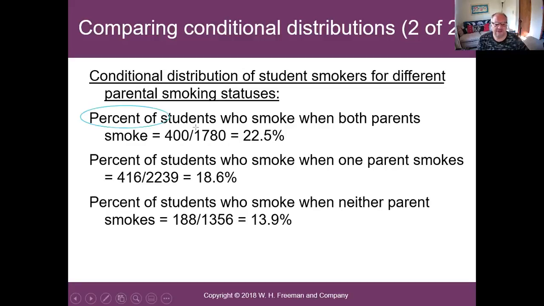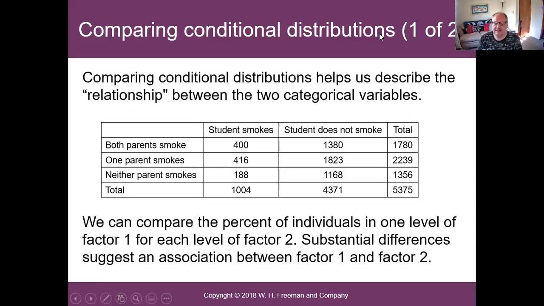We have the percent of students who smoke when both parents smoke. So the "when" is when both parents smoke, and I want to know the percent of students who smoke. So the student smokes when both. If it's when both, then I need to use both parents smoke, and that means I'm using this number here. This is the total of all the students who have both parents smoking. Of that group of students, there are 400 who do smoke.